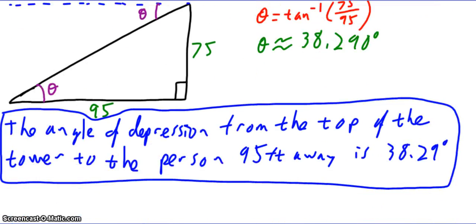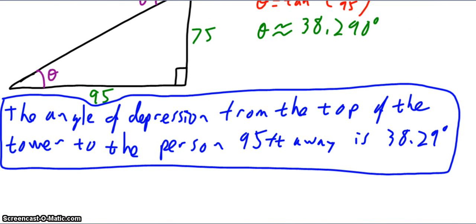Answer my question in a sentence. The angle of depression from the top of the tower to the person 95 feet away is 38.29 degrees. Here's an example of where it didn't specify, and on a test or a quiz I will try to, but most of the time if we're finding an angle, we want our answer in degrees as opposed to radians. If it's dealing with a word problem like this, it's a lot easier for us to understand what 38 degrees approximately is.